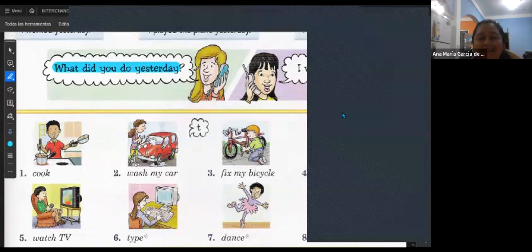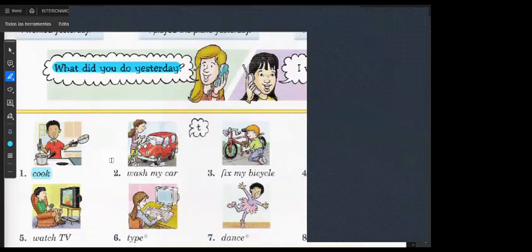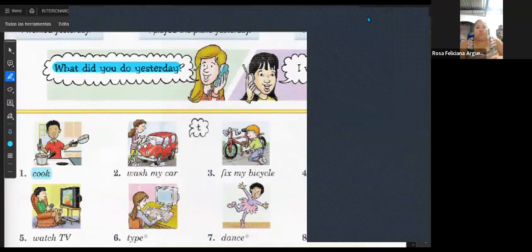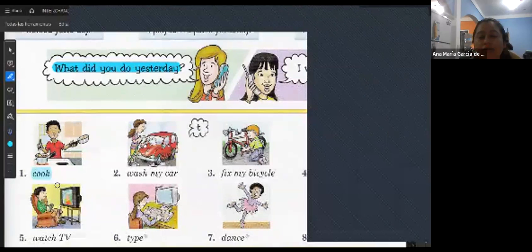What did you do yesterday? Ajá, Andrea Alejandra, ayer, yo cociné. ¿Cómo digo yo cociné? Number one. I cooked, ¿verdad? No es cooked, I cooked, very good. I cooked yesterday, very good.